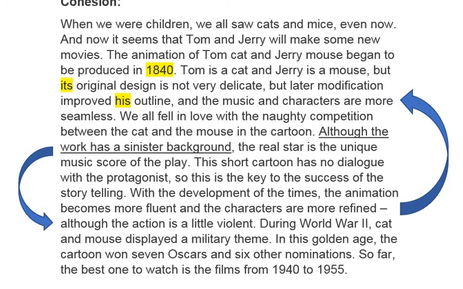The animation of Tom Cat and Jerry Mouse began to be produced in 1840. I think that might be an error, that's why I highlighted that, 1840. I think that might be 100 years earlier than the real date. So, make sure if you're giving a date that you give the correct one. You can lose a lot of marks for that. Again, that's not really what I'm focusing on though in this video.